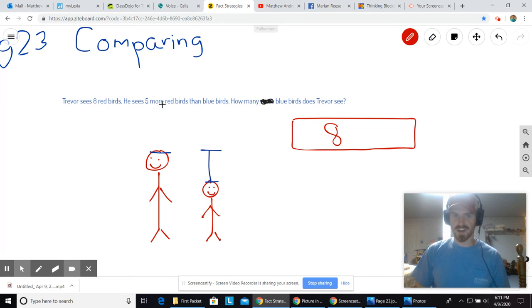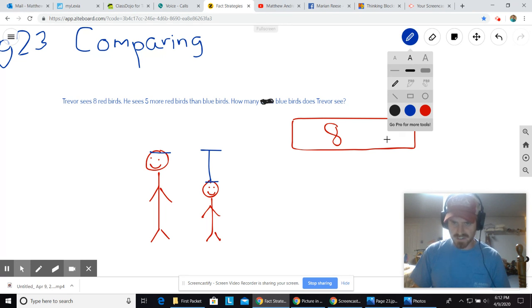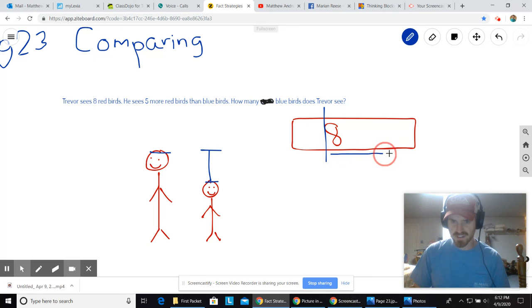It says that he sees 5 more redbirds than bluebirds. 5 more red than blue. So that lets me know that the amount of bluebirds he saw is smaller. Now, I know how much bigger the amount of redbirds he saw was. So maybe if I take that extra 5 redbirds away, I'll know how many bluebirds he must have seen. So I'm going to take these 8 redbirds and try to cut out where I think that 5 extra would be. So here it is.